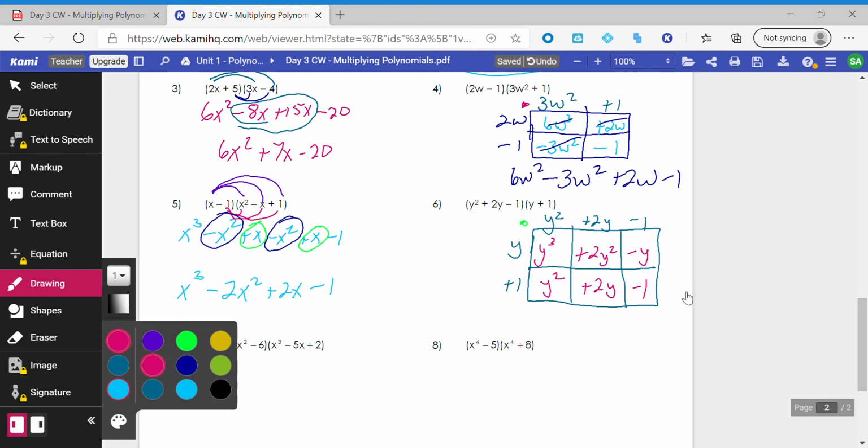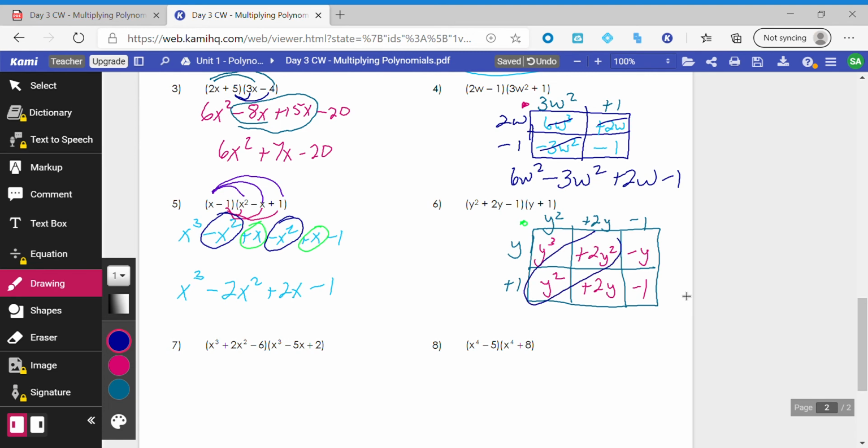Next up, I'm going to circle the items that are going to be the same. So y cubed, no other y cubes in my boxes, so I'm going to leave it be. Y squared, I see I have y squareds here. And I also have y. So I can combine those together. So y cubed, I can't do anything with. 2y squared and y squared, if I add them together, I get 3y squared. 2y minus y just gives me 1y, and then minus 1 on the outside.